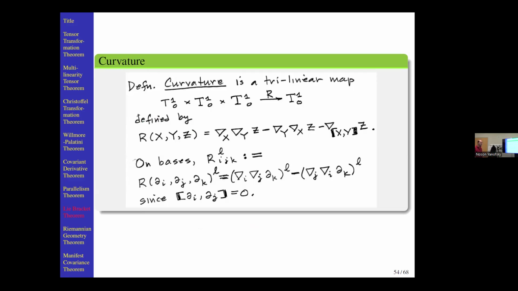Getting back to particular technology for general relativity, we need a notion of curvature. And curvature is a trilinear map given by this formula. And right here is the Lie bracket. And that is why I proved the Lie bracket is covariant, because curvature is covariant, being a sum or difference of covariant things. We know that the covariant derivative is covariant, the Lie bracket is covariant, so curvature is covariant.